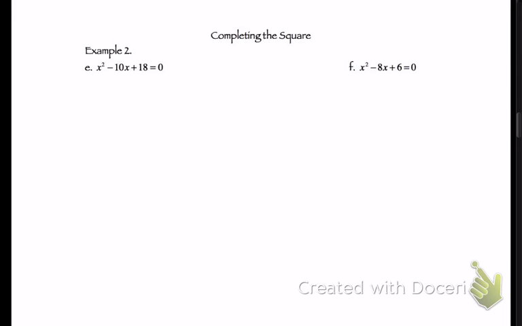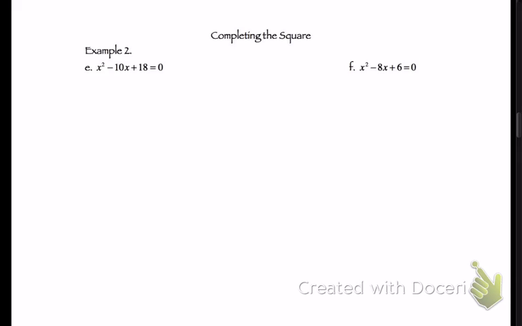With example 2, we're going to be completing the square. Now, this is another form of factoring, so hopefully you remember how to factor. For letter E, I'm thinking two numbers that multiply to get positive 18. Those same two numbers have to add to get negative 10. If you think about it, there aren't two numbers that multiply to get 18 and add to get negative 10, so I have to factor this a different way. The way we're going to do that is we're going to complete the square.